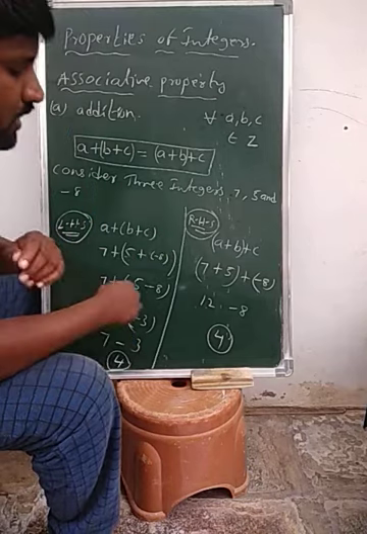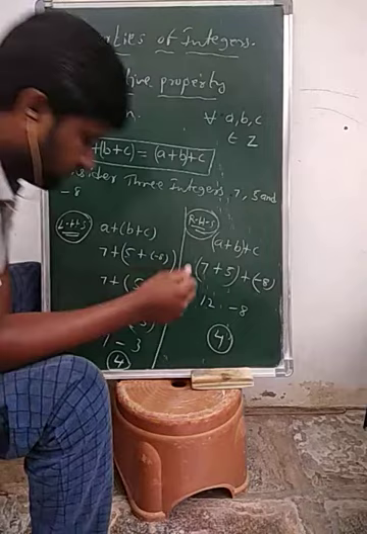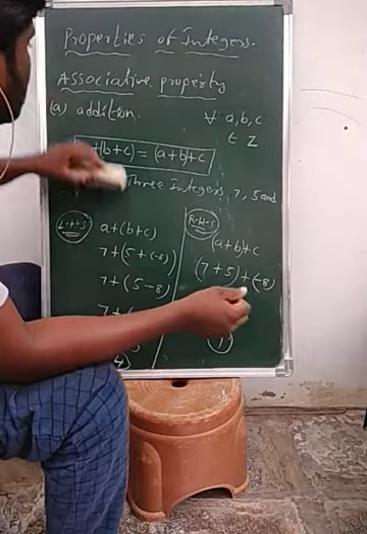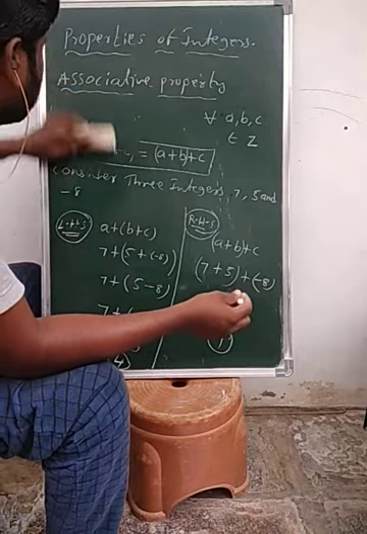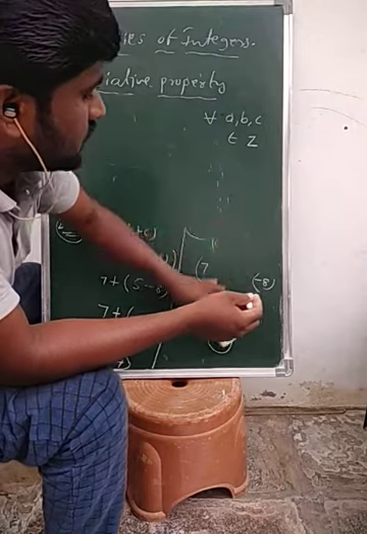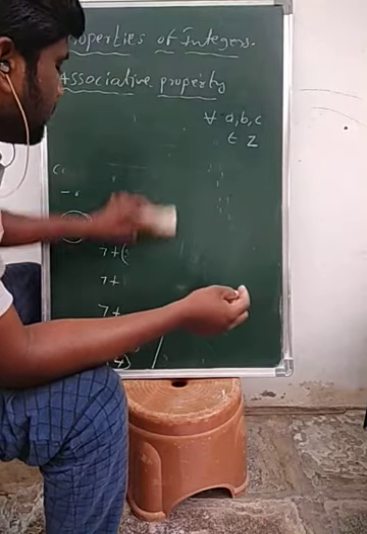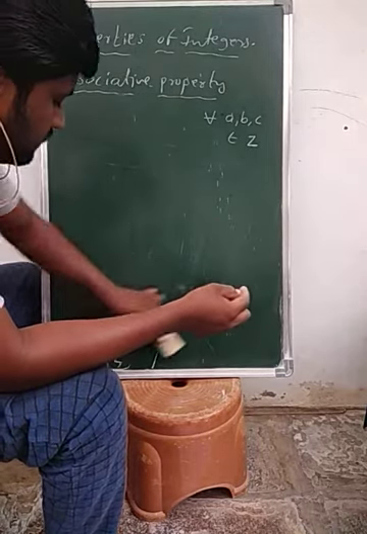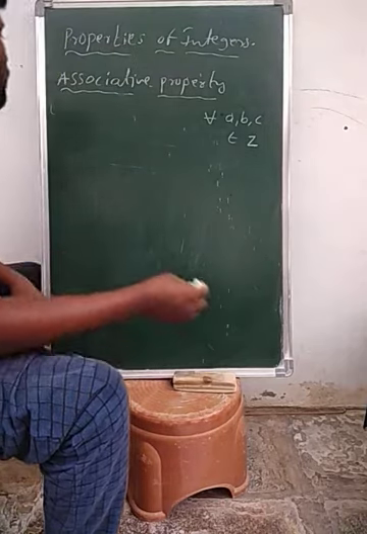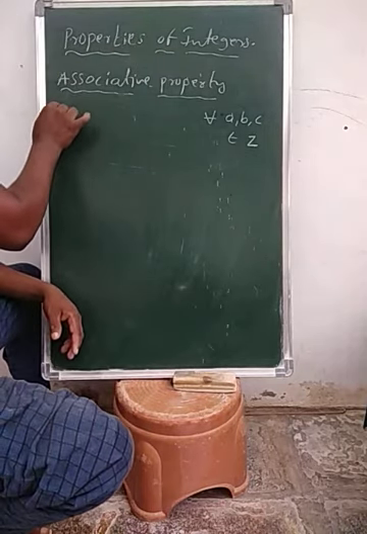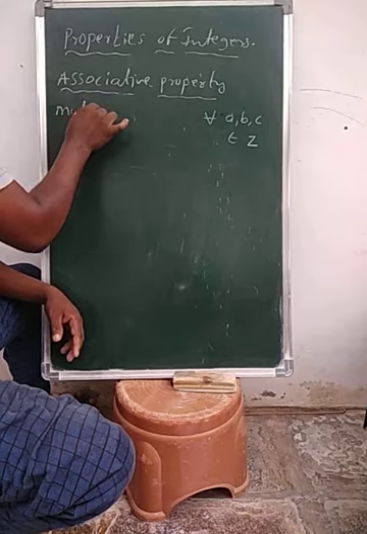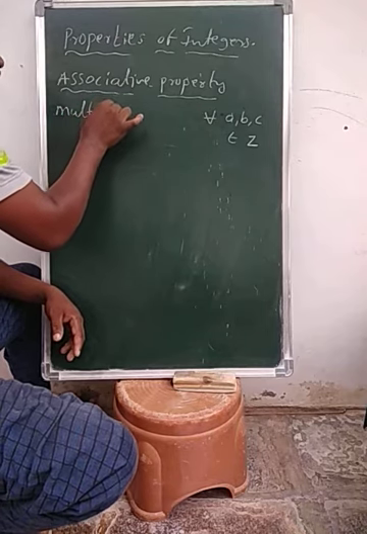Okay. Now let us discuss one more: associative property under multiplication. Associative property under multiplication.